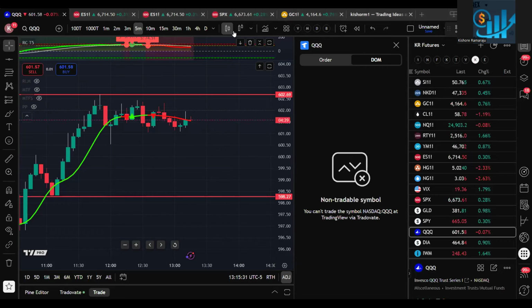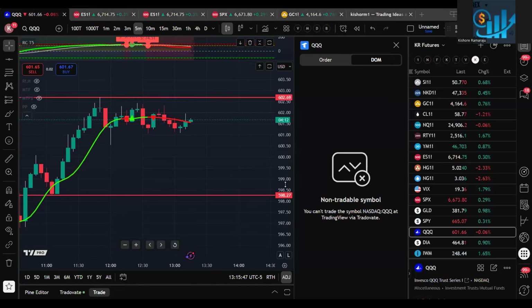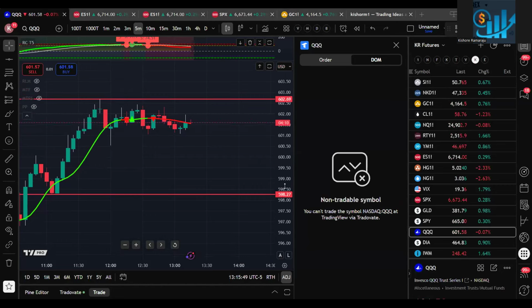EOD means end of the day. Generally, you can trade until 4:15 p.m. Central. Sorry, until 3:15 p.m. Central, you can trade SPY and QQQ for the current day. SPX, you can trade until 3 p.m. Central for today, and you can trade until 4 p.m. Central for the future days.